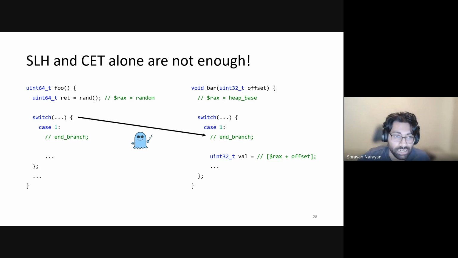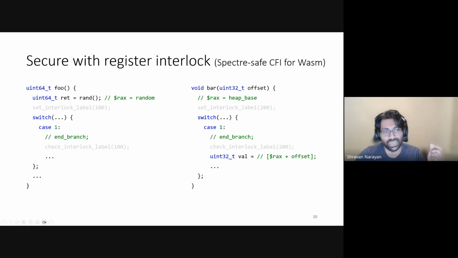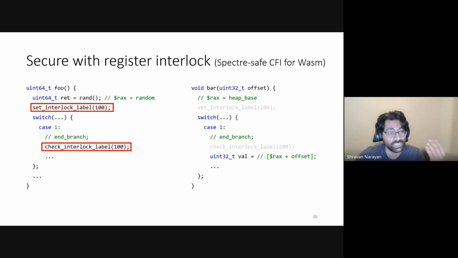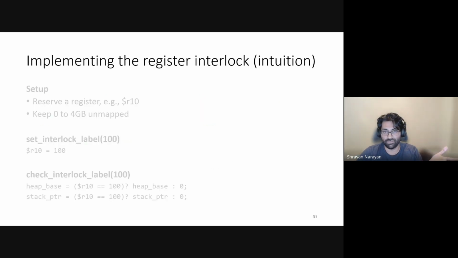So what we really want is to prevent this sort of speculation. And we want to prevent it with this register interlock, which is a speculation-safe CFI for WebAssembly. So let's think about it abstractly. If we do have a speculation-safe CFI, what we'd want is something like this: in function foo, we would set a unique label. And in the arms of the switch statement, we'd check that label. In function bar, we'd have a unique label as well. And in the arms of the switch statement there, you'd check that too. So this is all hopefully straightforward. Hopefully everyone's following this. Now, the crux of the question here is, how do you implement this?